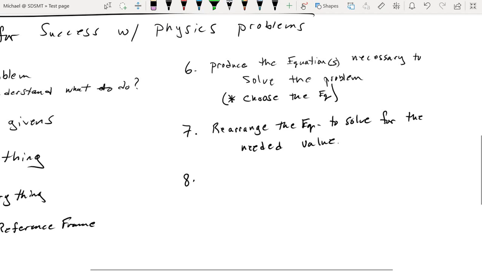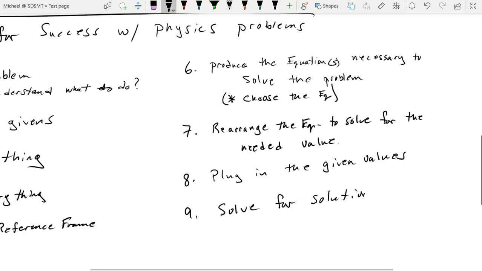So step 8 sounds pretty obvious at this point. Now that the equation has been rearranged, we will plug in the given values. Step 9, solve. We'll say solve for the solution with units. Don't forget your units.